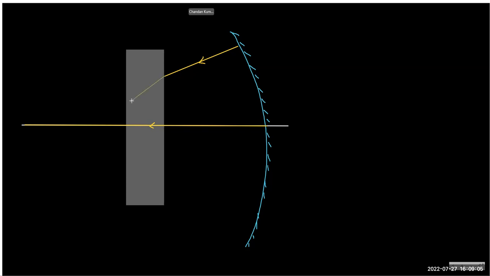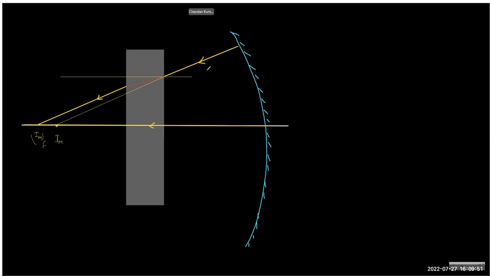So it will bend towards the normal. Let me draw one normal first. So the ray will bend, but eventually will go parallel to itself, parallel to the original. So now the expected location of the ray was this. So this is called the image formed by the mirror. And this is the final image.